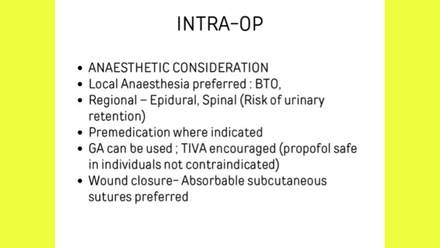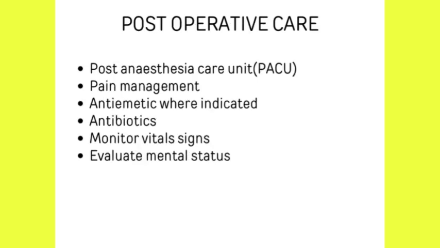Then intraoperative anesthetic considerations must be put into place. You have to use the best, and the preferred one is local anesthesia. In cases of bilateral procedures, a total intravenous technique is used. Then regional anesthesia like epidural or spinal is equally used, but the risk of urinary retention is there. Then pre-medications where indicated, you make them available and use them intra-op. General anesthesia can be used in the form of total intravenous anesthesia. Propofol is actually safe in this area. For wound closure, you use absorbable sutures, as we said earlier, so that the patient doesn't have to come back for stitch removal.